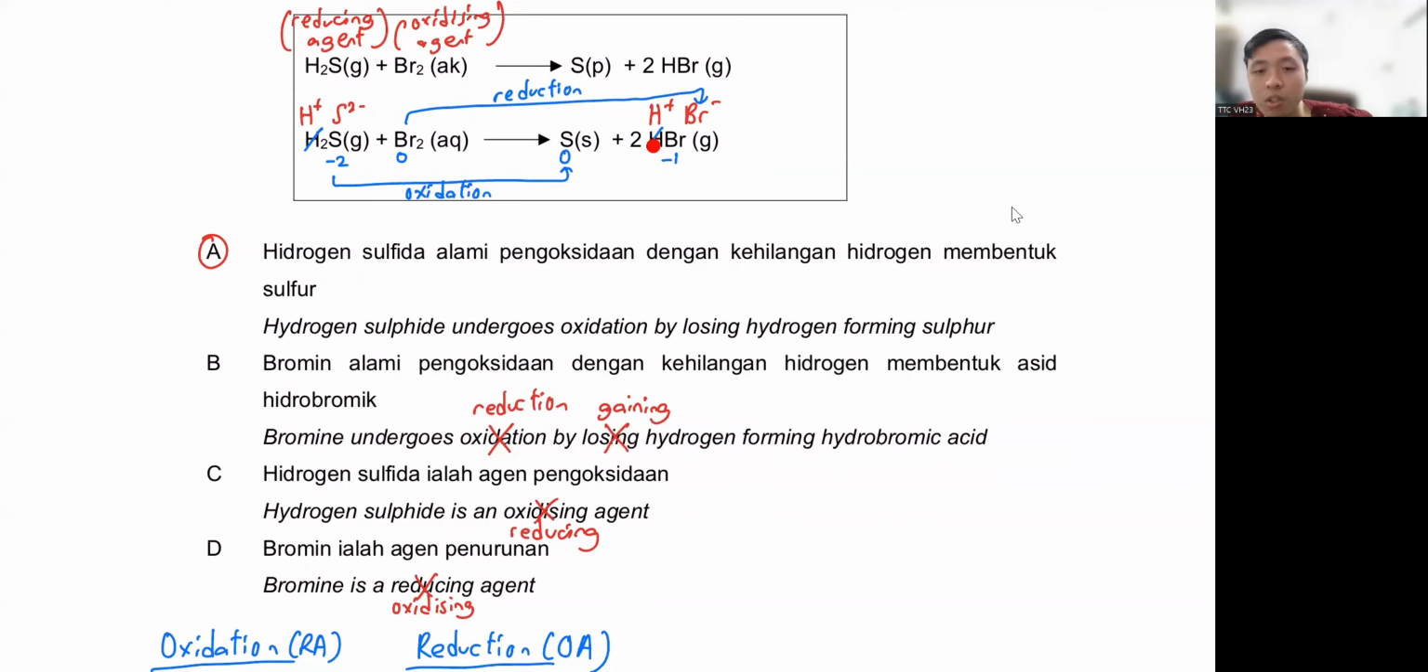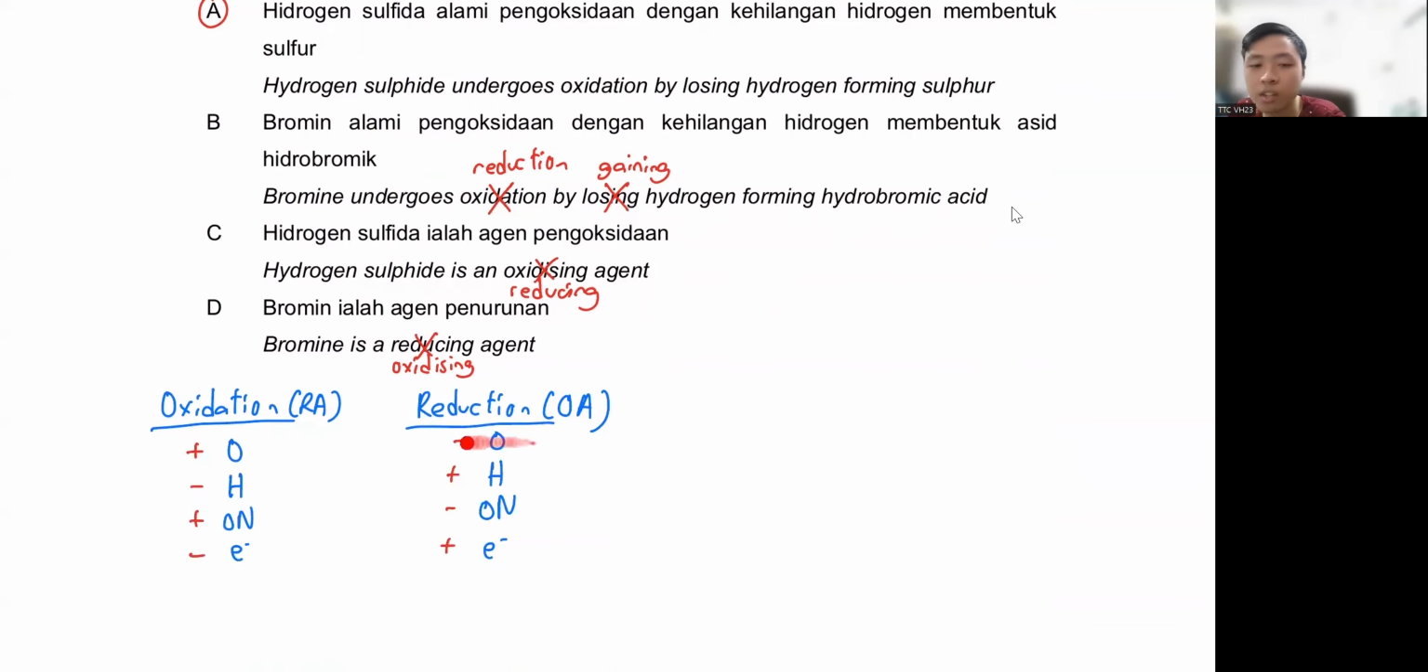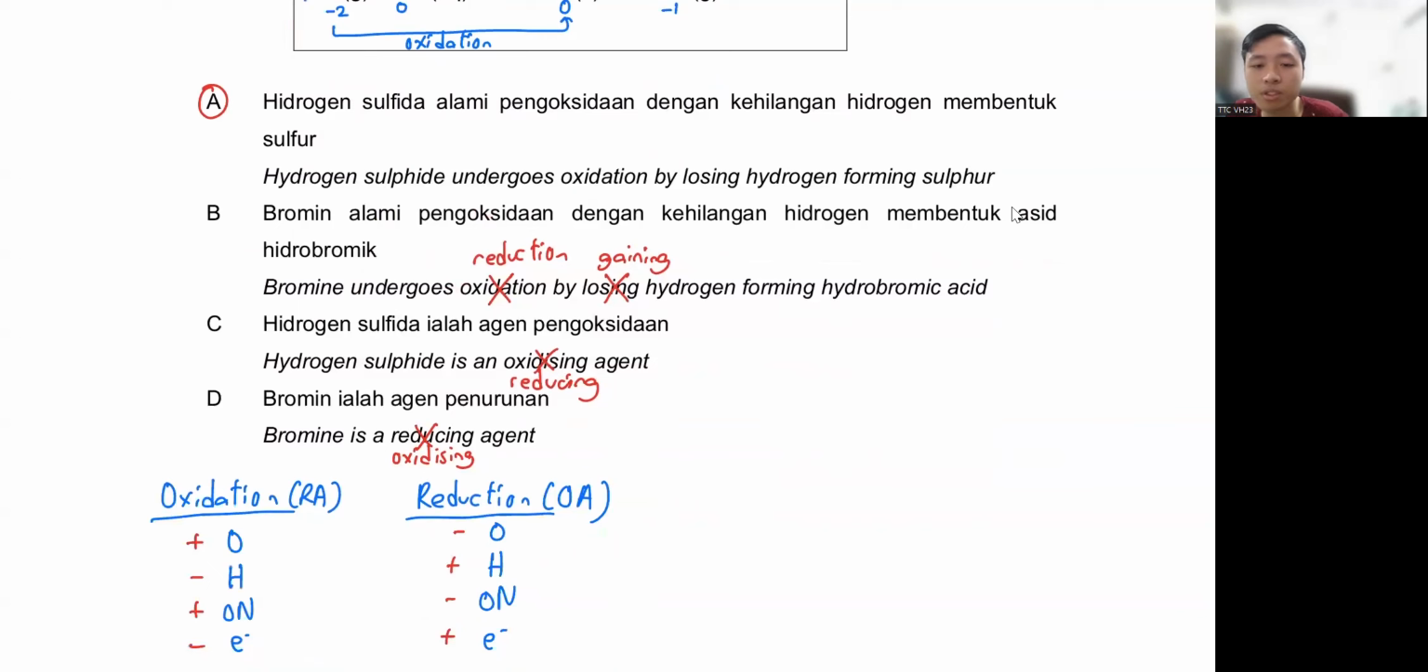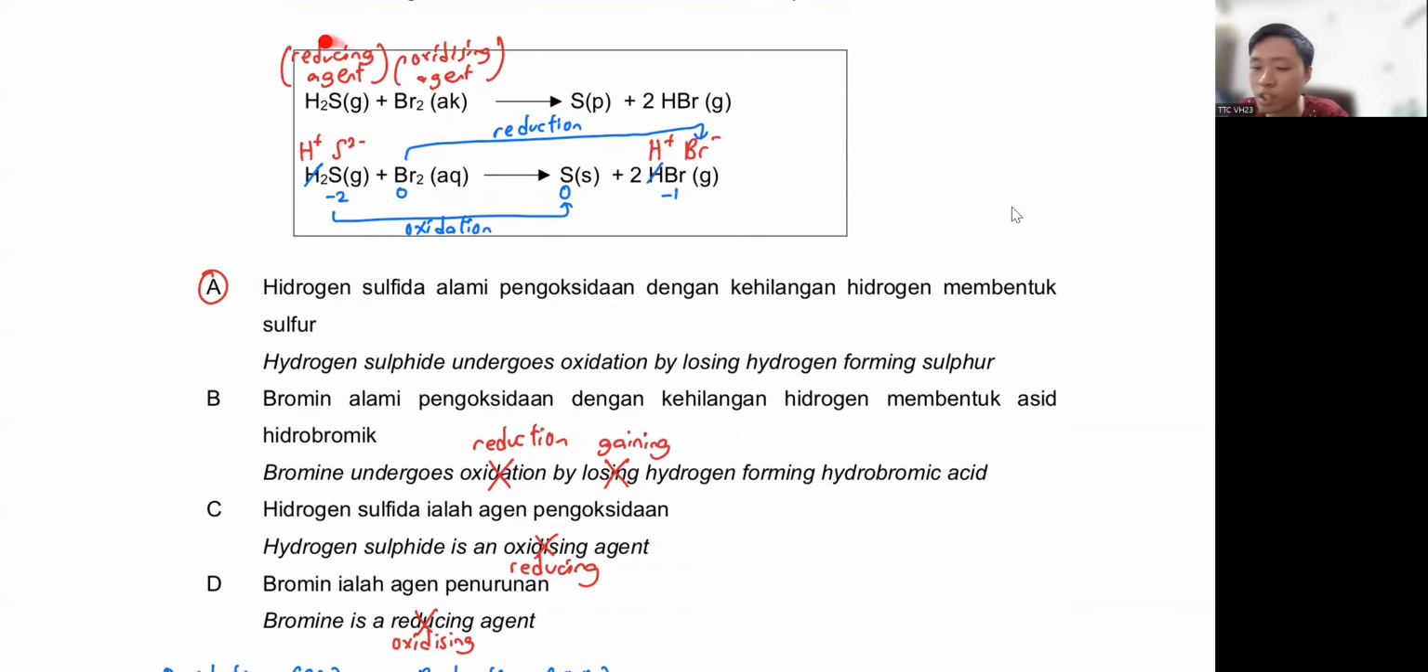As you can see, you can look at the oxidation number or you can look at whether they gain or lose hydrogen. For instance, this one they lose hydrogen, that's why it is oxidation. This one they gain hydrogen, that's why they undergo reduction. C and D are the same. Oxidation is always talking about the reducing agent. The reducing agent undergoes oxidation, and the oxidizing agent undergoes reduction.